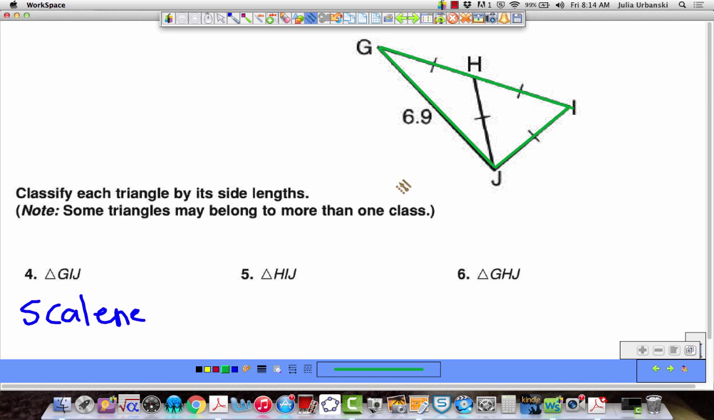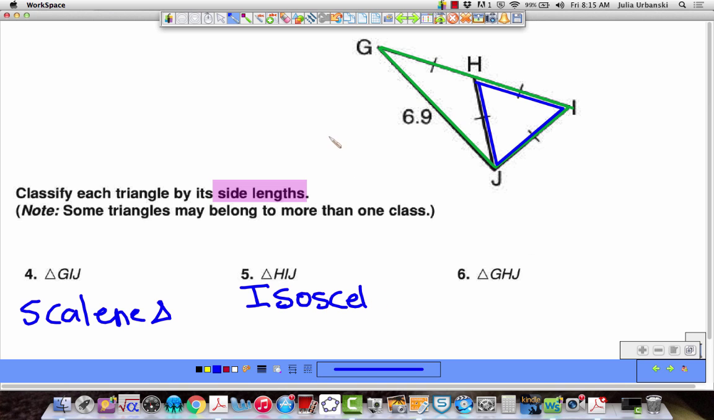H-I-J. You can give that one 2 names. What 2 names can you give that one? We're only looking for side length measures. Isosceles and equilateral, that's right. It's got at least 2, and it happens to have 3 sides equal. It is also equiangular, but that doesn't fit the question they're asking us, so we won't answer that way.